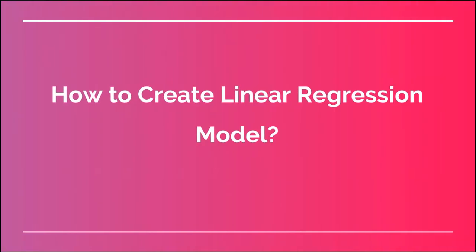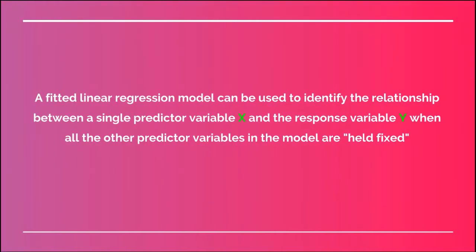Now we want to know how to create a linear regression model. A fitted linear regression model can be used to identify the relationship between a single predictor variable x and the response variable y when all the other predictor variables in the model are held fixed.